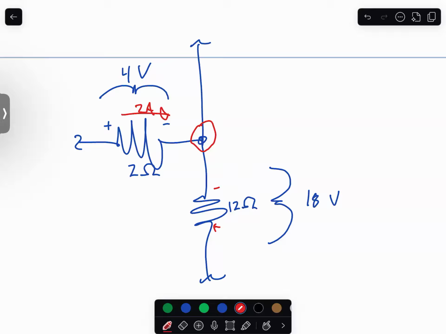Okay, time's up. 18 volts, 12 ohms. How much current? It's the same numbers. 1.5 amps, up or down? Two amps and 1.5 amps enter. How much must leave?